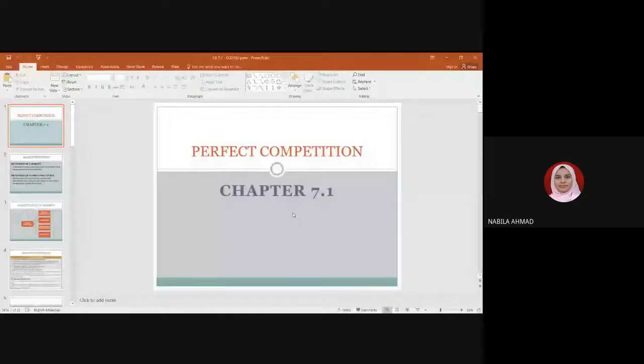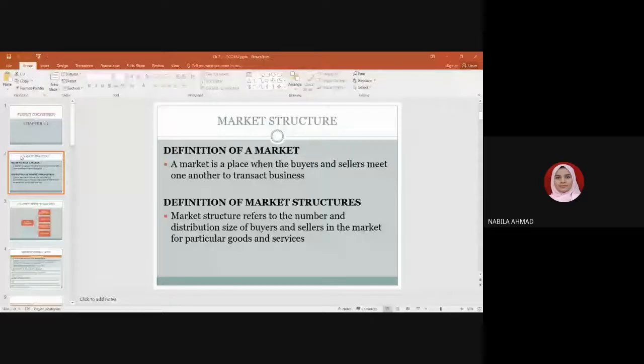Now kita lihat the first type of firm, ya, perfect competition. Jadi bagaimana, how we are going to differentiate from one firm to another firm. So macam mana kita nak differentiate daripada satu firm dengan firm yang lain, kita perlu lihat dia punya characteristics. Okay? Right, again, what is market? Market is a place when the buyer and seller meet to do transaction. And what is definition of market structure?